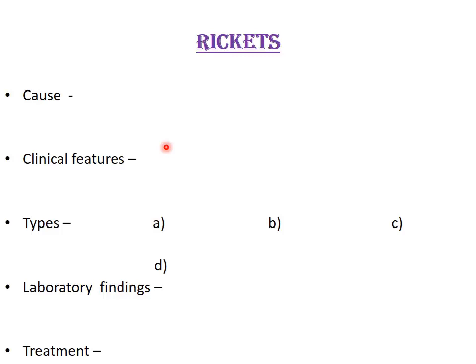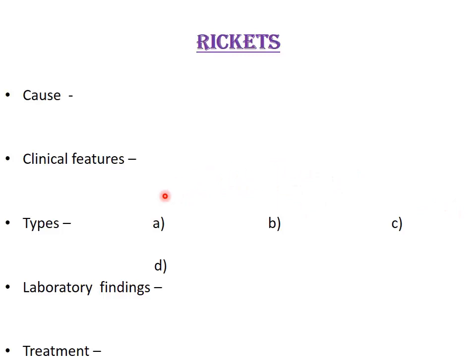Okay, and the clinical features what you will find: there will be bow legs, knock knees, rickety rosary. Rickety rosary is the prominence of the costochondral junction. Then there will be bossing of frontal bones, pigeon chest, Harrison sulcus. It's a sulcus, a depression which you find just above the subcostal margin. I'll show some of the pictures in the next few slides.